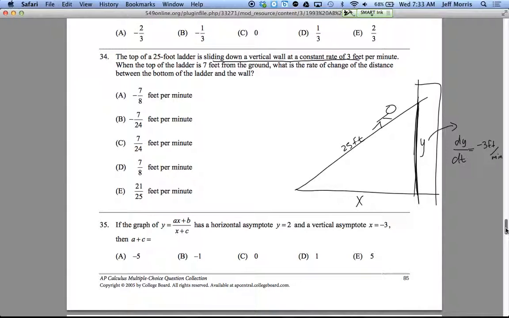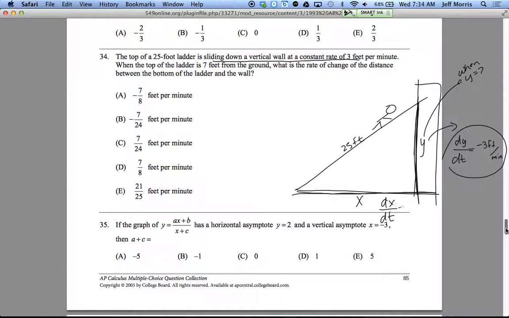When the ladder gets to 7 feet from the ground, in other words, when y equals 7, what is the rate of change of the distance between the bottom of the ladder and the wall? So this is the one I'm after. The ladder is sliding down the wall at negative 3 feet per minute. When it gets to 7 feet above ground, how fast is this one changing? I want to know dx dt.